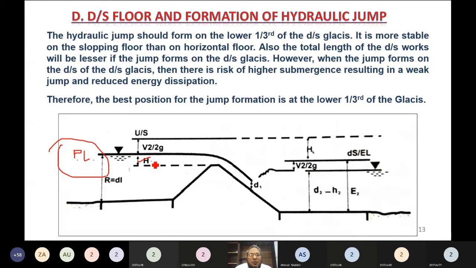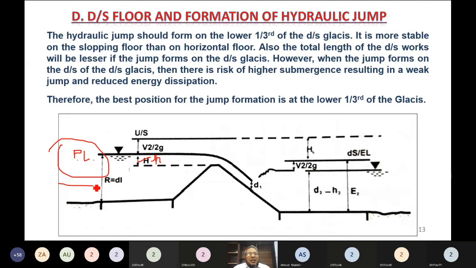Let's say this is small h. What is small h? यहाँ से यहाँ तक. What is small h? I think you have performed experiment on rectangular notch and V notch, and you know what is small h. Small h is the head over the crest of the notch or weir. So this small h is the head over the crest of the weir. Okay.